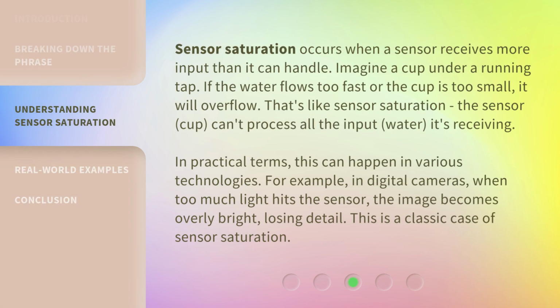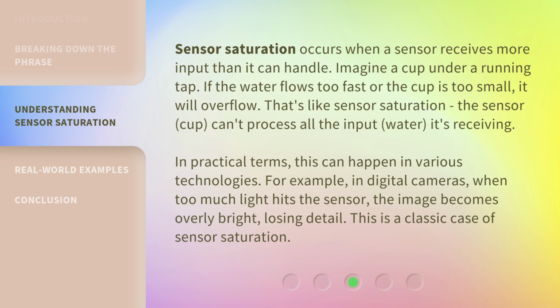Sensor saturation occurs when a sensor receives more input than it can handle. Imagine a cup under a running tap. If the water flows too fast or the cup is too small, it will overflow. That's like sensor saturation. The sensor, cup, can't process all the input, water, it's receiving.